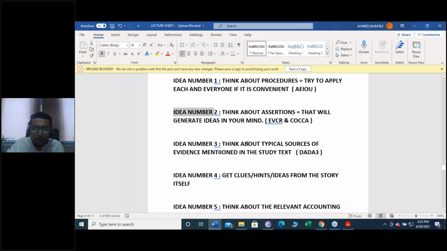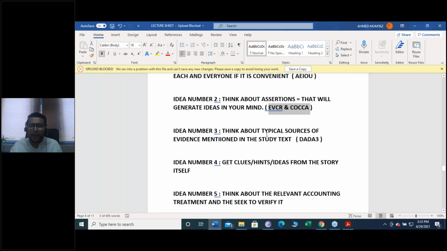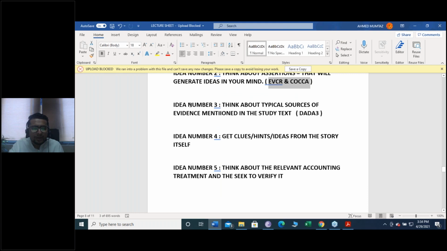Idea number 2, think about assertions such as EVCR or COCA in your mind, and that will help you in generating ideas. Idea number 3, think about the sources of evidence such as DA3, and that will help you out in generating the substantive procedures.